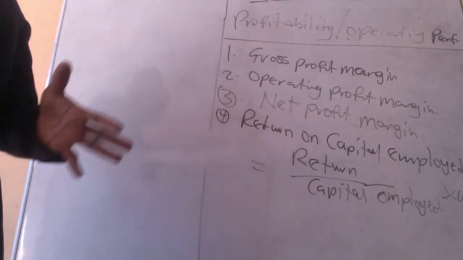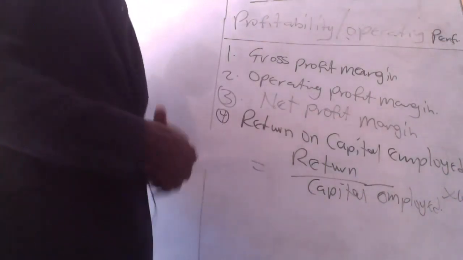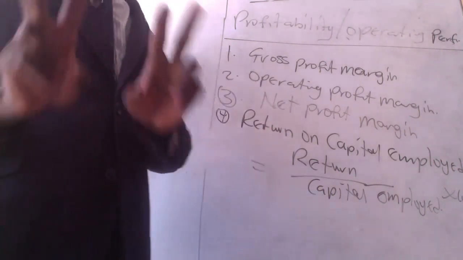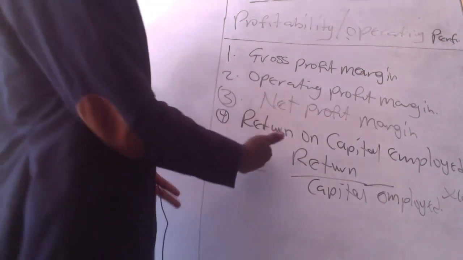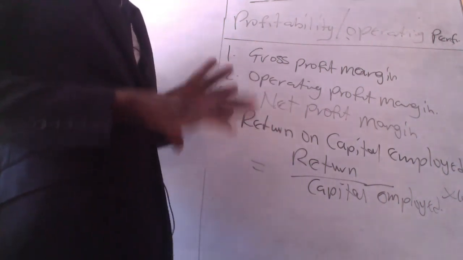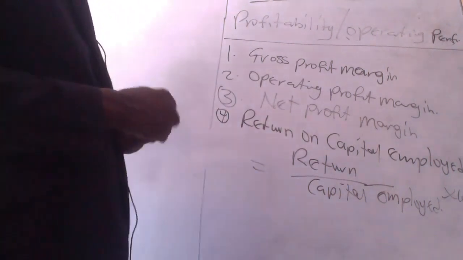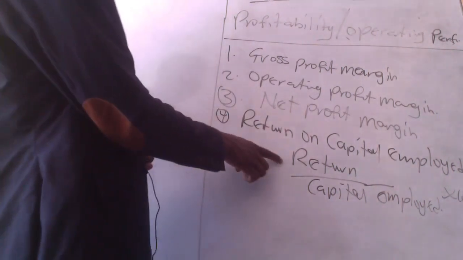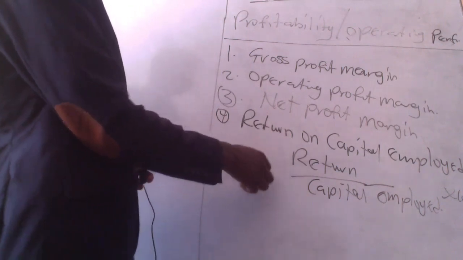Return on capital employed. In fact, there are so many types of return and so many types of capital employed. We are going to look at only two for now. So it means that there will be two types of ROCE. So take note. Now, your return should correspond with the capital, and your capital too should correspond with the return.